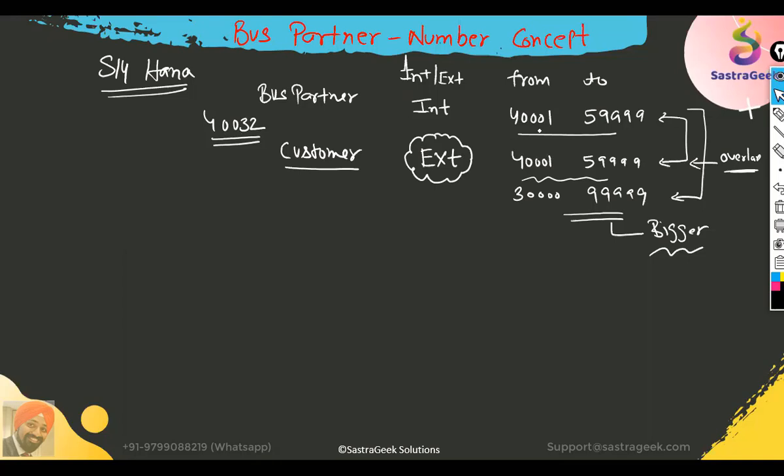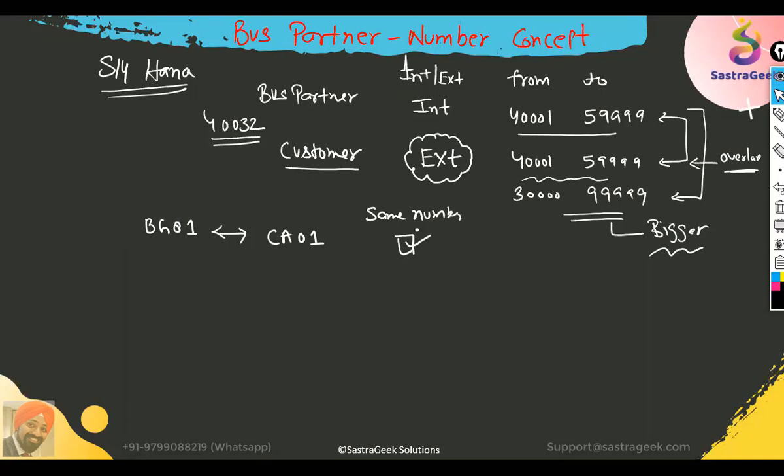Once this is there, you have your business partner grouping which we created, let's say BG01, and then you have the customer account group, which is CA01. You will link both of them in a configuration and tick the same number.